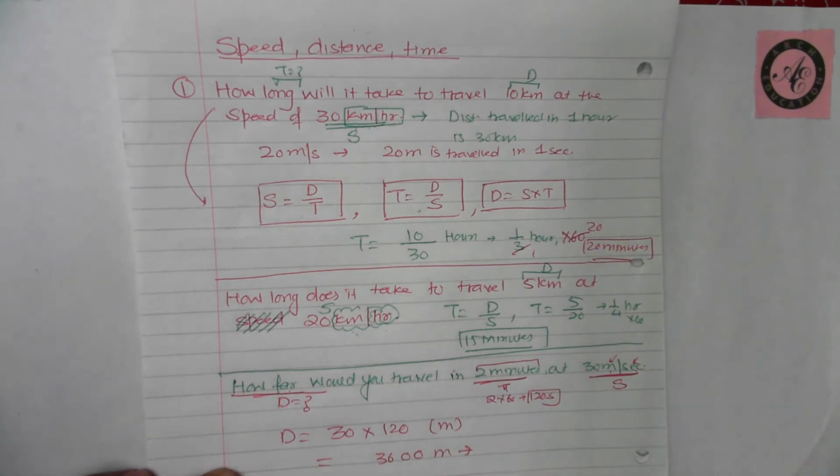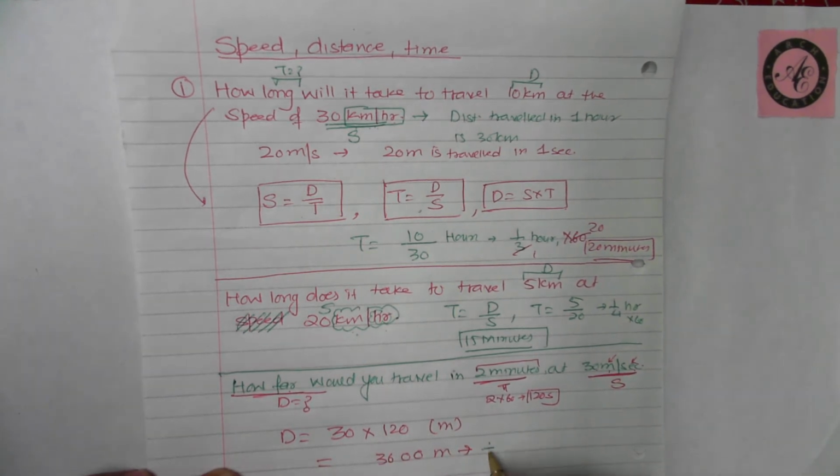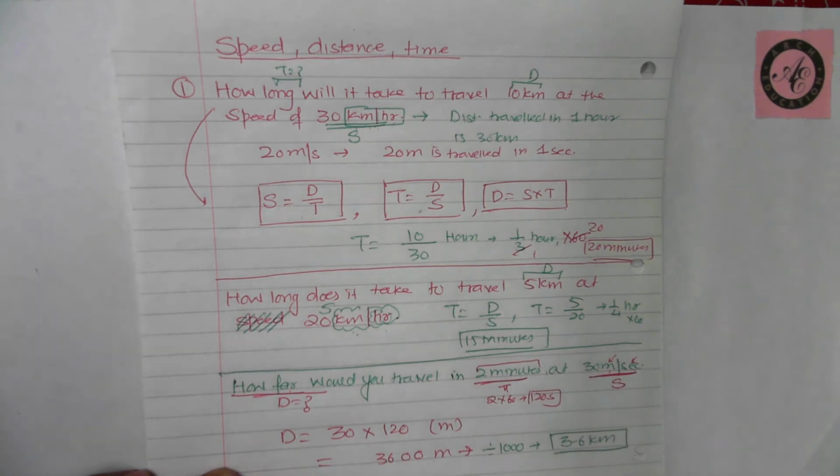If somebody asks you to change into kilometers, you know what to do. Divide that by 1,000, and this will be 3.6 kilometers in 2 minutes. This is really fast, isn't it, guys? 3.6 kilometers in 2 minutes.